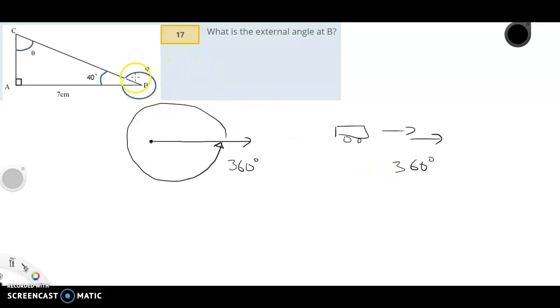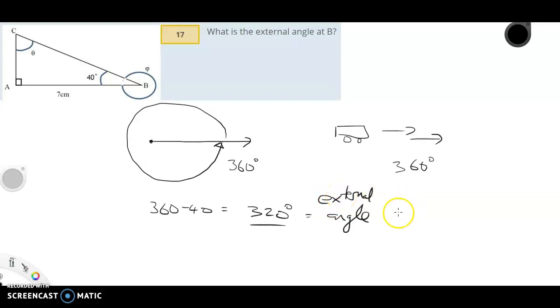Now B is a full turn except for the 40 degrees. So B is 360, take away the 40, and we have 320 degrees. And this is the angle, the external angle at B. That's it. Job done.